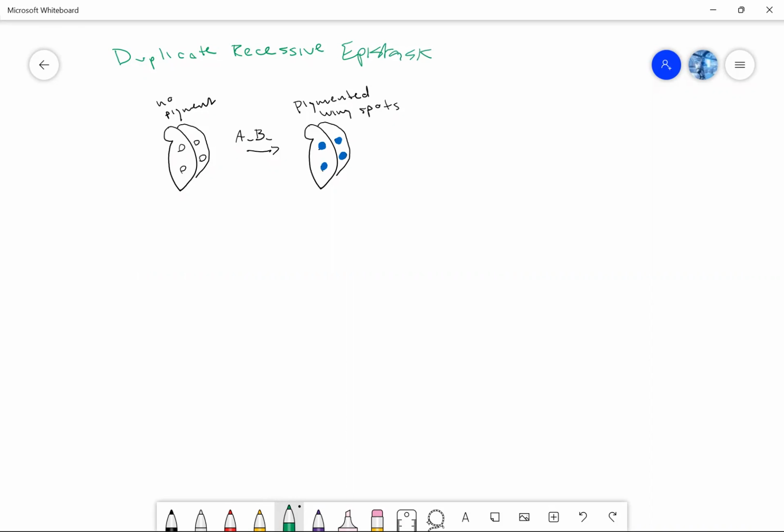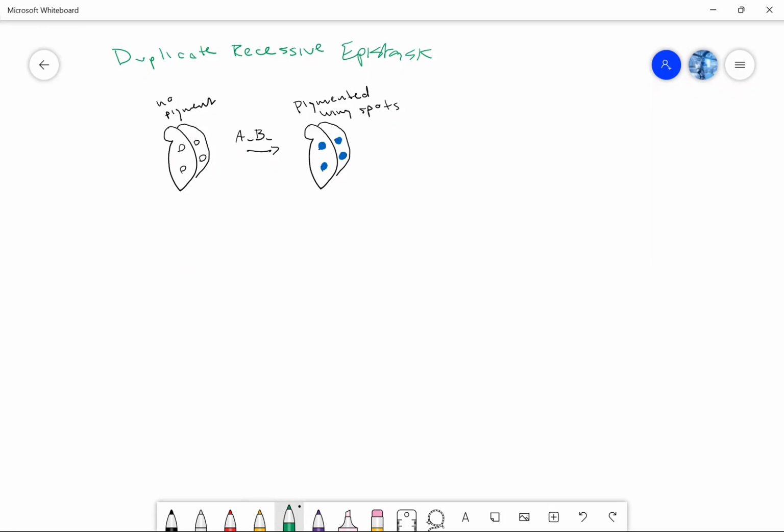And so let's say that there is a butterfly. Well, let's say that all butterflies start out with no pigment in their wings. And if they have dominant alleles at both loci, assuming that they have 2 loci that code for pigmenting the wing spots, if they are dominant at both loci, then they successfully deposit pigment into their wing spots.